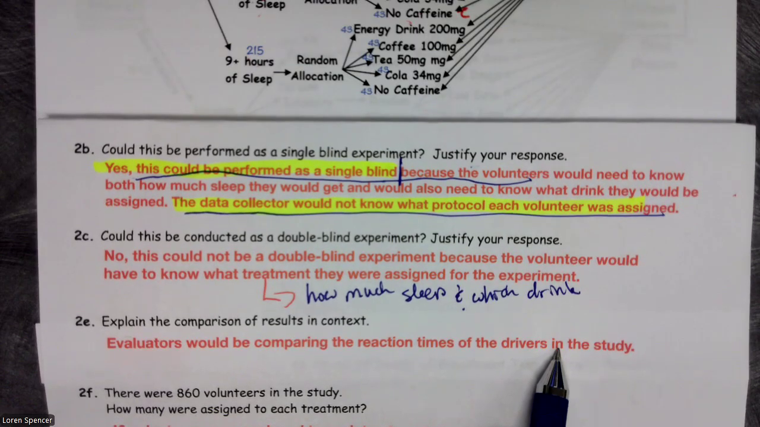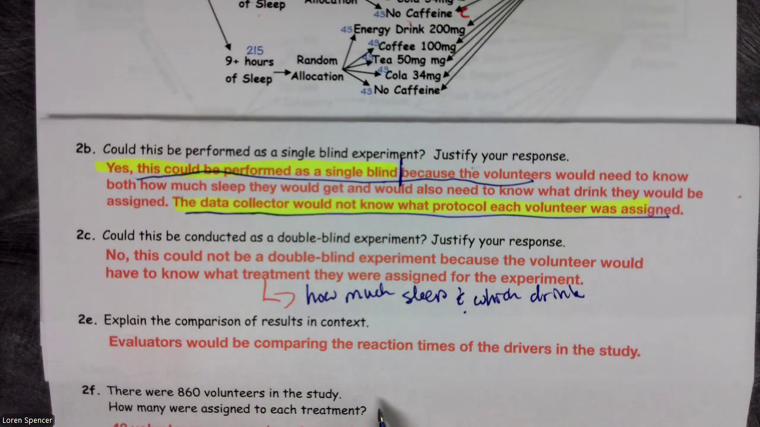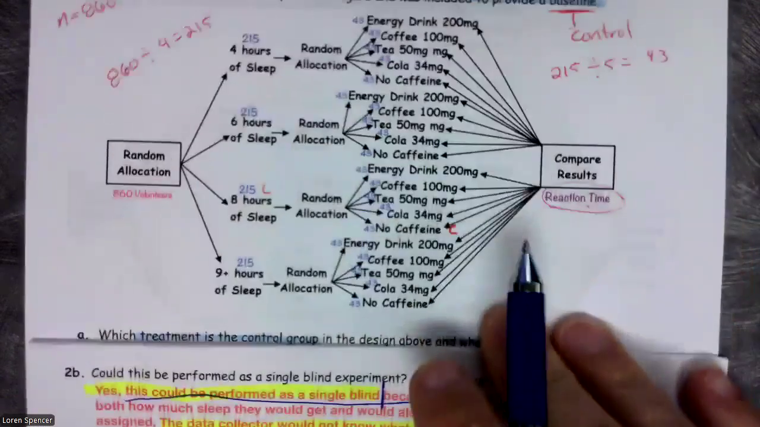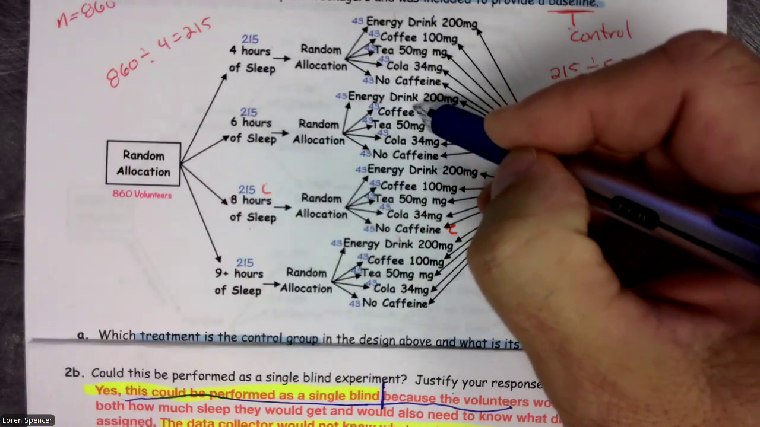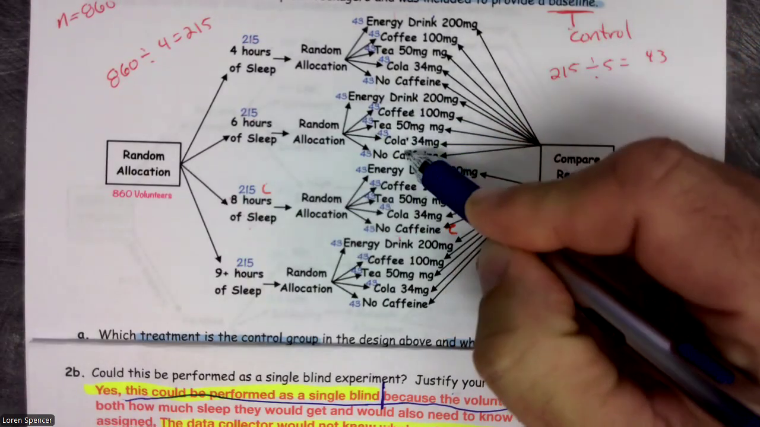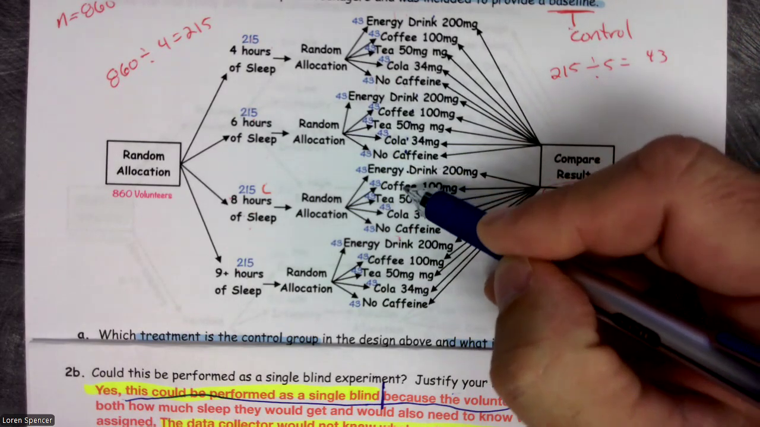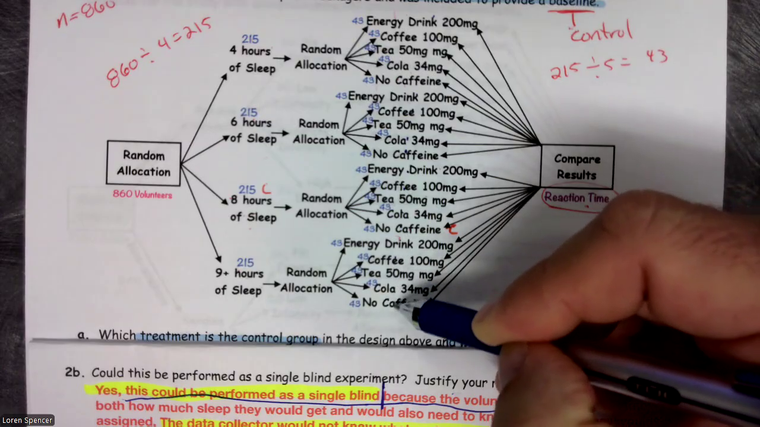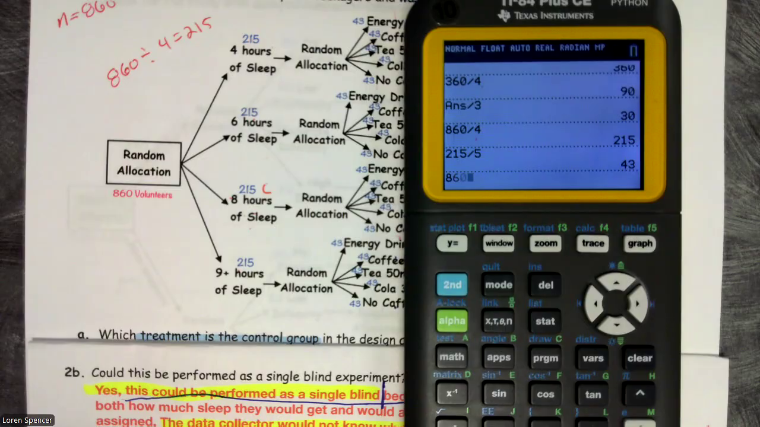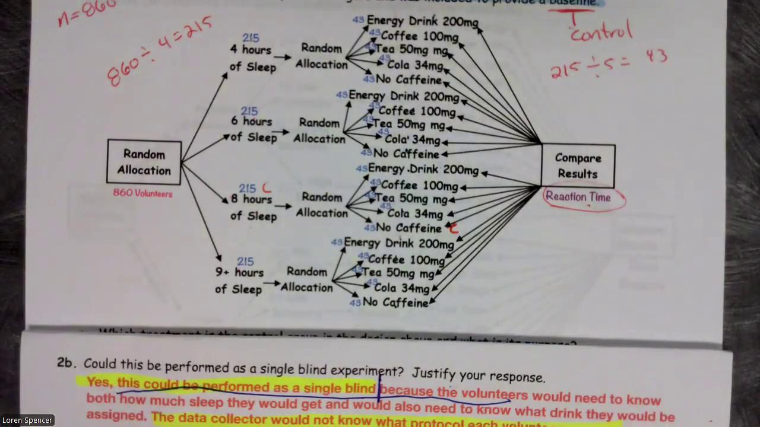There are 860 volunteers in the study. How many were assigned to each treatment? Well, how many treatments were there? 1, 2, 3, 4, 5, 6, 7, 8, 9, 10, 11, 12, 13, 14, 15, 16, 17, 18, 19, 20. So if I take 860, I could divide it by 20 and I would get 43.